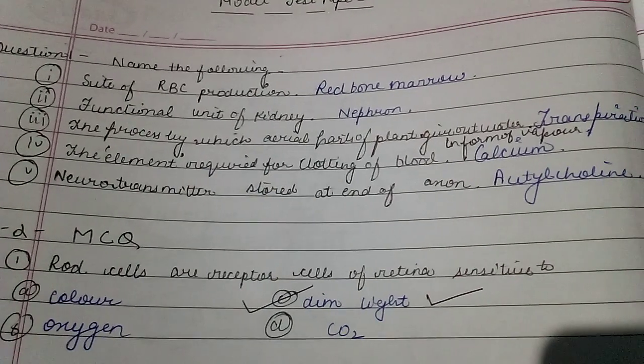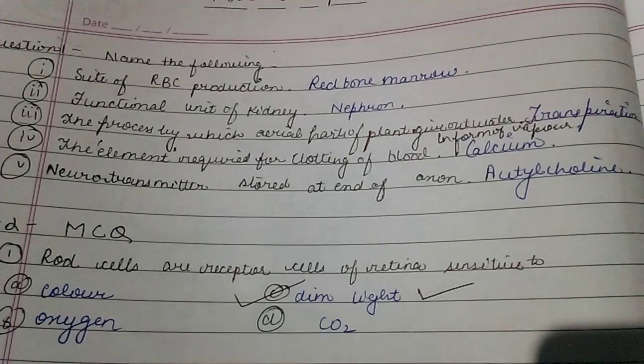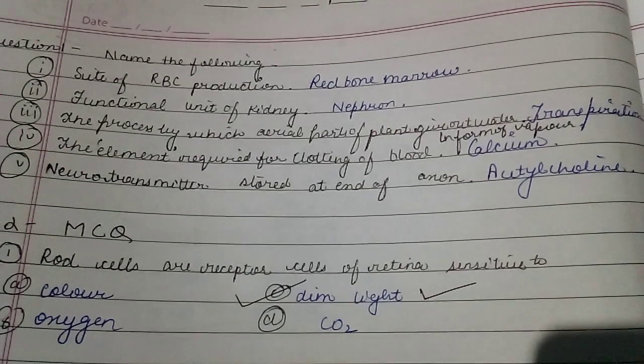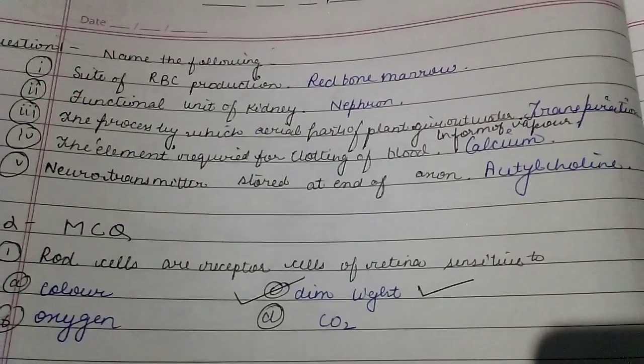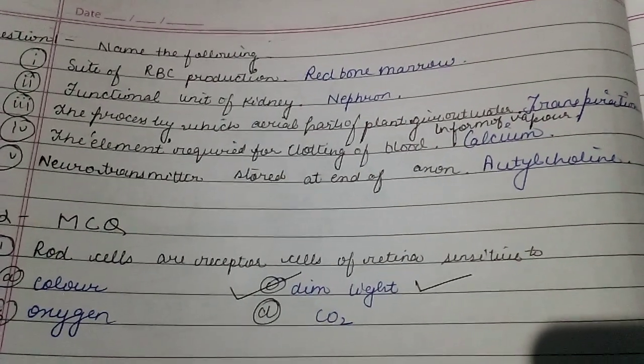First, site of RBC production: red bone marrow. Second, functional unit of kidney: nephron. Third, the process by which aerial parts of the plant give out water in the form of water vapor: transpiration. The element required for clotting of the blood: calcium. The neurotransmitter stored at the end of axon: acetylcholine.